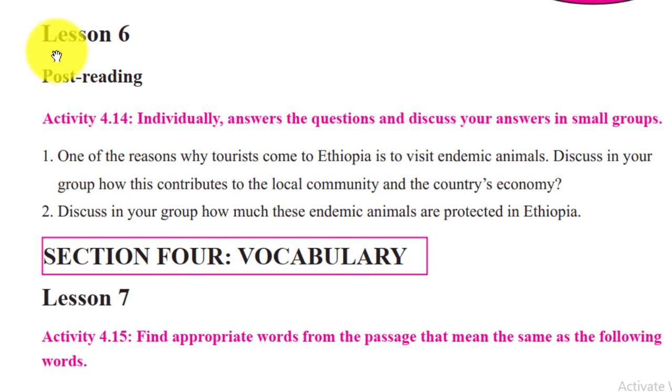Lesson 6 is post-reading. Post means after reading. After you have finished reading, just you also react to some of the questions.